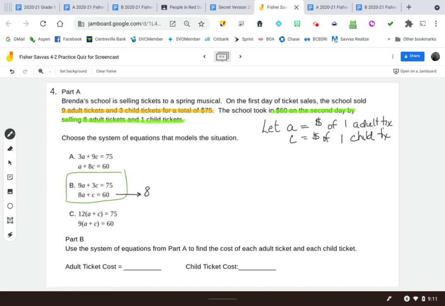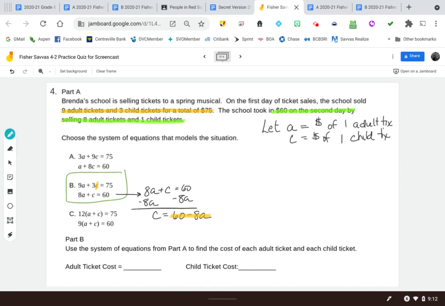So I have 8a plus c is equal to 60. I would need to subtract 8a from both sides, and I would have c is equal to, and you could have negative 8a plus 60. I'm just going to put 60 minus 8a. Either way you write it would be fine. All right, so now that I've done that part, I know that c is equal to 60 minus 8a. I'm going to take that and substitute it into the top equation in for c.